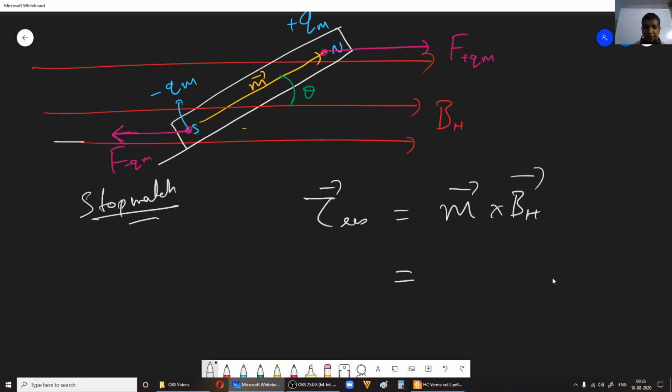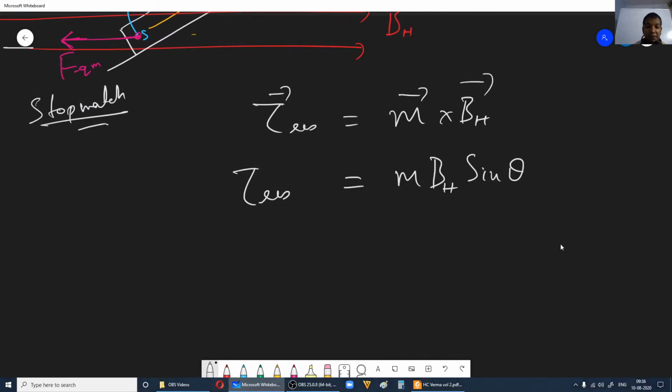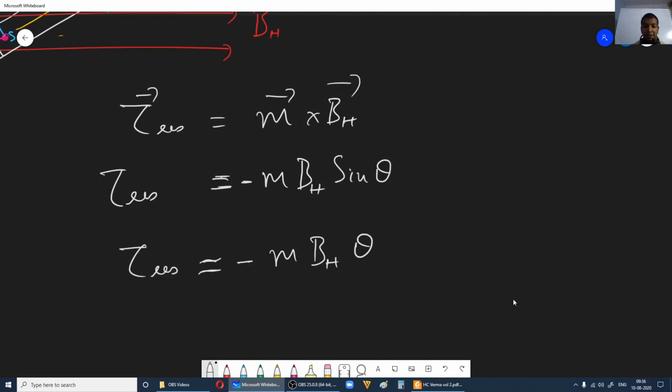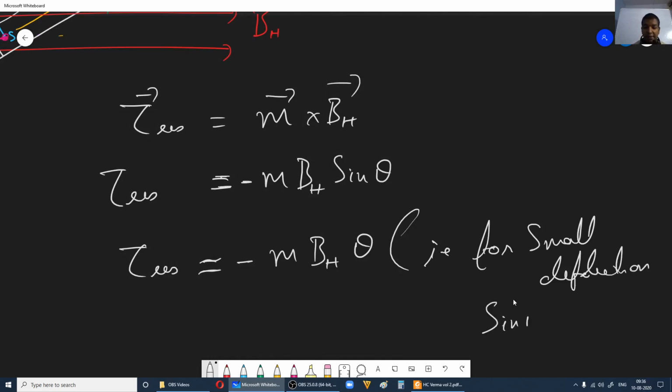Now magnitude wise, you can write it as M BH sine theta. Now we will give a negative sign to this, because the restoring torque will try to bring back, it will try to reduce the angle. So that is the reason. So you can say the restoring torque will also be approximately equal to minus MBH theta, that is for small deflections. Why do we say this? It's because sine theta is approximately equal to theta.